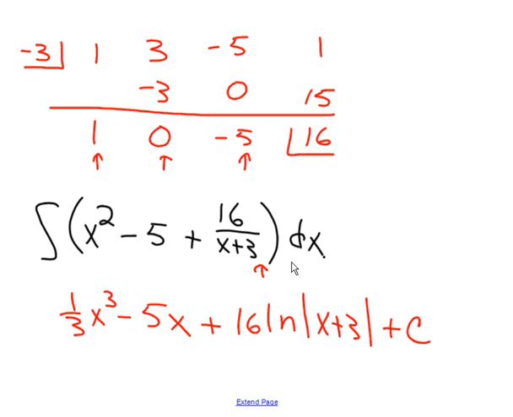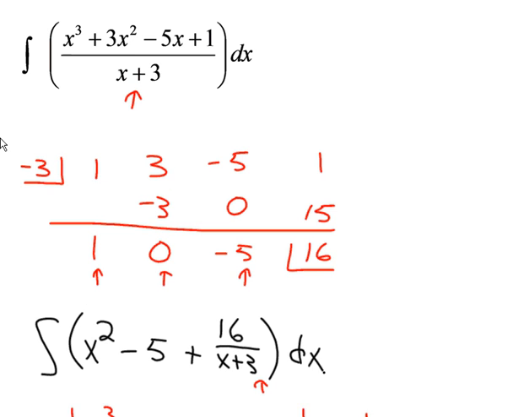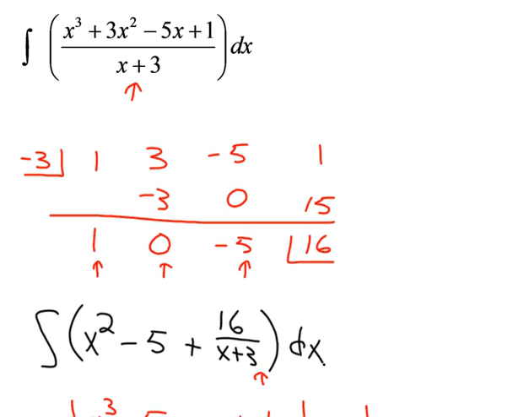And if you do a quick check, the derivative of 1/3 x cubed: the 3 is going to cancel with the 1/3, so I'm going to have an x squared. I'm going to have a -5. And for the derivative of the last term, I'm going to have 1 over x plus 3 times the derivative of x plus 3, which is just 1, and then the 16. So we rewrote our longer integral by doing the dividing.